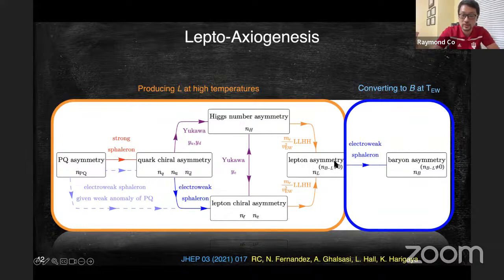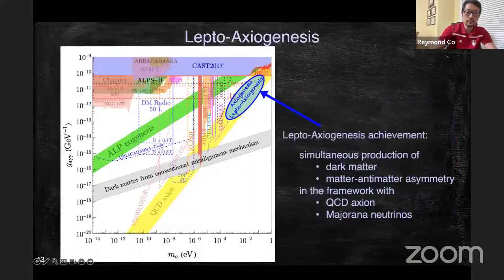And this lepton asymmetry gets reprocessed by the electroweak sphaleron into the baryon asymmetry that we observe today. All right, so the basic conclusion about leptoaxiogenesis is that now we're actually able to explain both dark matter and baryon asymmetry with the QCD axion. And the prediction is that the axion mass is relatively heavy, sitting around the milli-electron volt or heavier region.